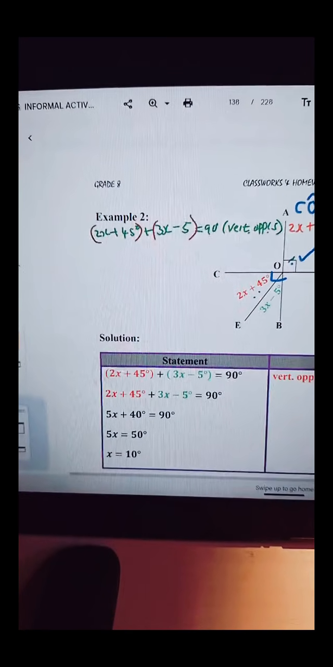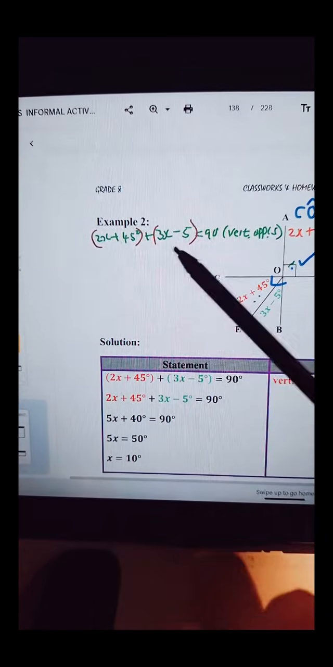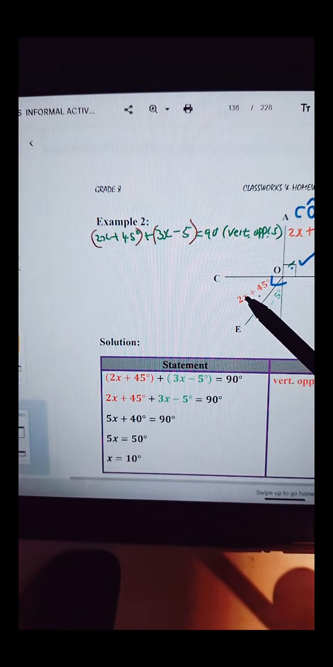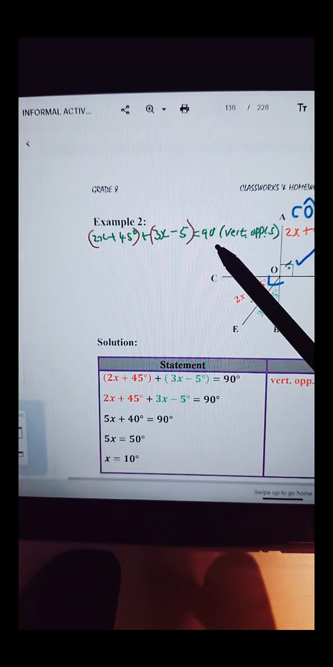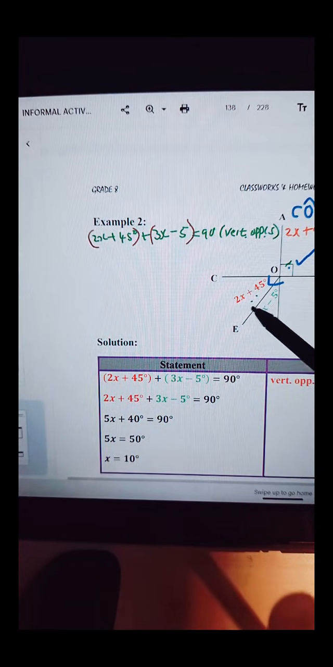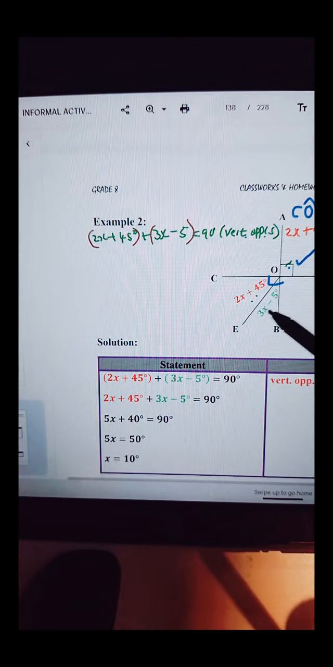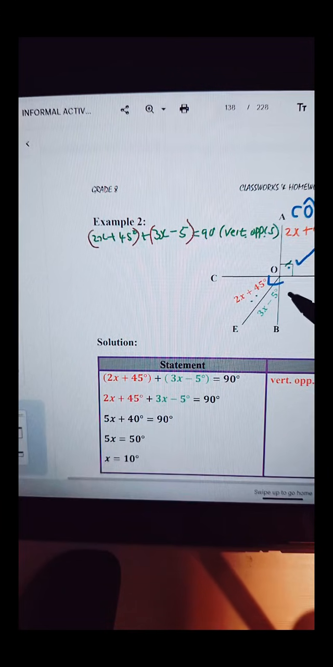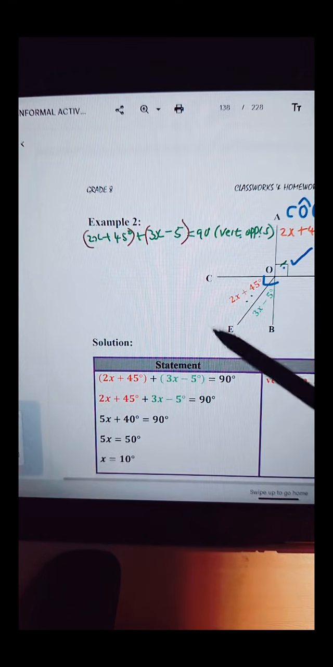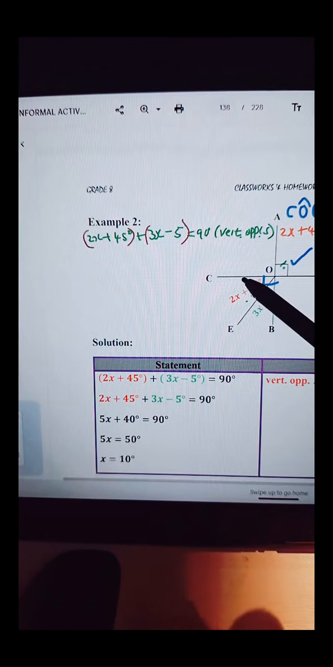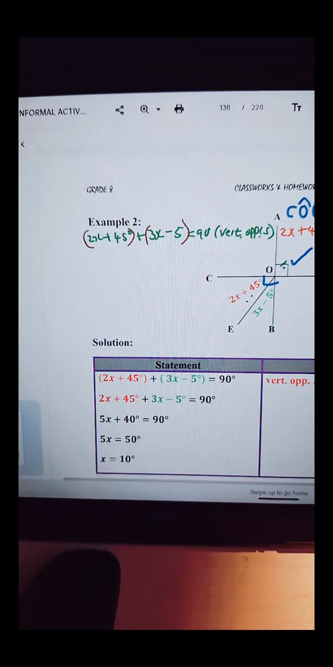Or another learner may decide to go straight ahead and say 2x plus 45 degrees, which is this angle, plus 3x minus 5 degrees, which is that angle, is equal to 90. Why? Because these two angles together are equal to 90, reason vertically opposite angles. The sum of these two angles is vertically opposite to this 90. Then we can solve for x.